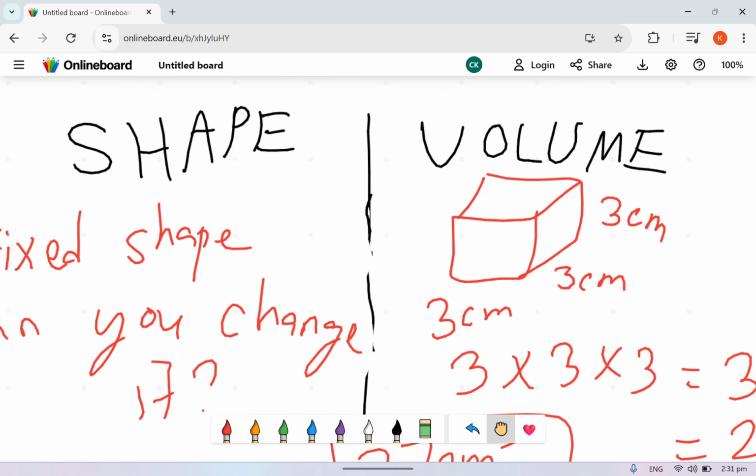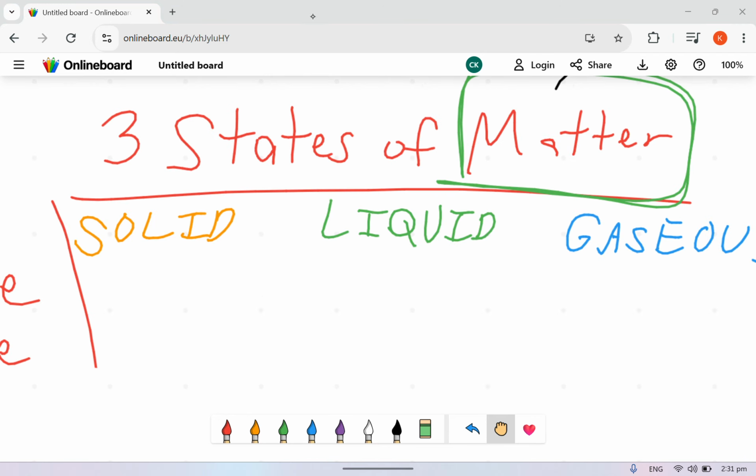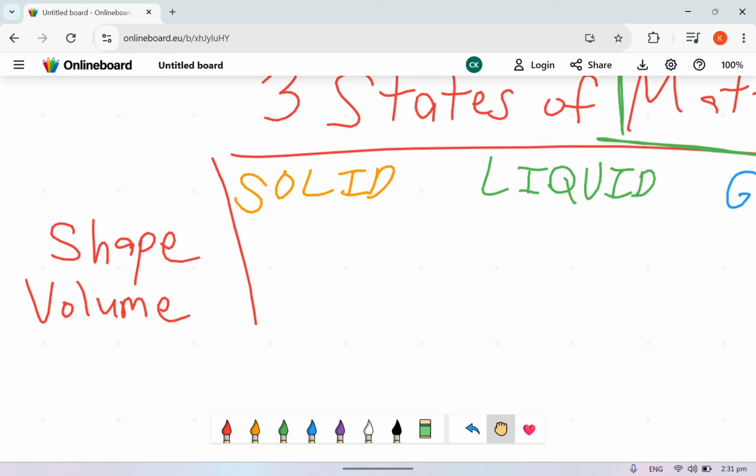Okay, so now that we've learned exactly what shape and volume are, we can move to defining them in the three states of matter. Okay, so solid. This is actually the most straightforward one. Solid, does it have a fixed shape? Yes. Solid is basically just a hard object. It doesn't have to be hard, but most of the time it is.